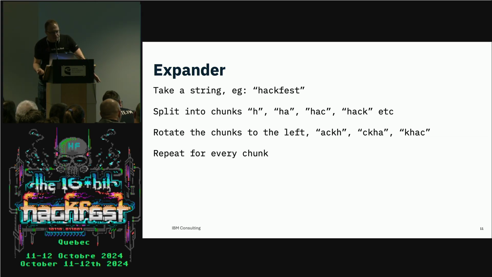So we had to emulate word list cracking modes. We basically would take a word list and run it through Expander. Now what Expander does is, it takes, say, the word Hackfest. It splits it up into chunks like H, HA, HACK, etc., all the way down the line. Then it also takes those iterations and shifts them all to the left. So it becomes ACKH, CKHA, KHAC, right? And then we combine all these together on the left and the right side with a word list, and you can get some very interesting attack techniques.